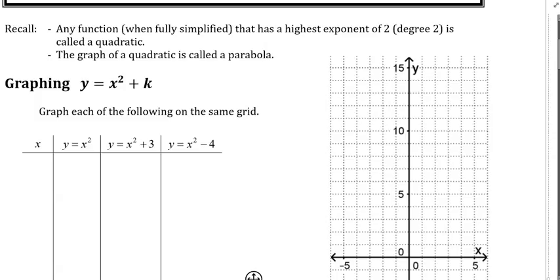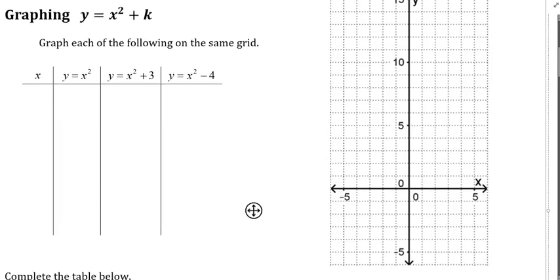That's what you do in grade 9. Y equals x. X to the 1, that's linear. This is y equals x to the 2. That's quadratic. Okay, that's the difference when you look at the equation. All right, so let's get to it.